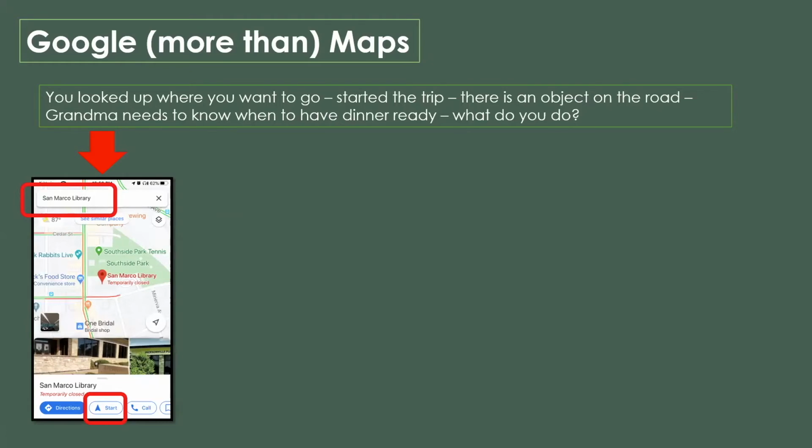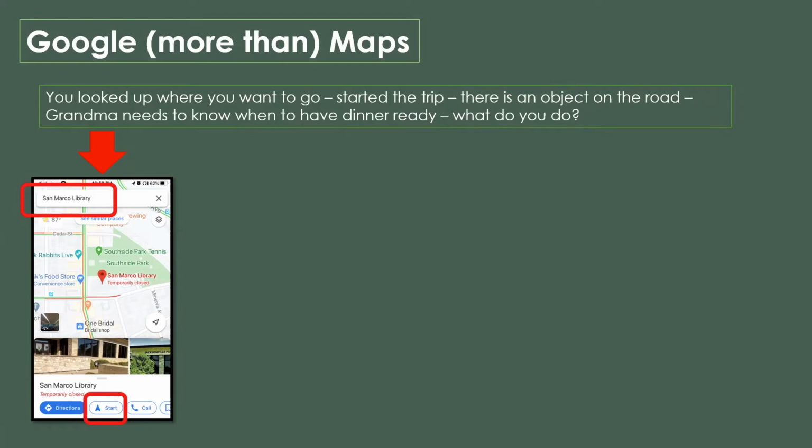All right, so back on the first page of opening the Google Maps app, you looked up where you want to go. You've started the trip. So you told the map, yes, that's where I want to go, and I actually want to start the trip. All right. So there's an object on the road, and grandma needs to know when you're going to be there so she can have dinner ready. So what do you do?